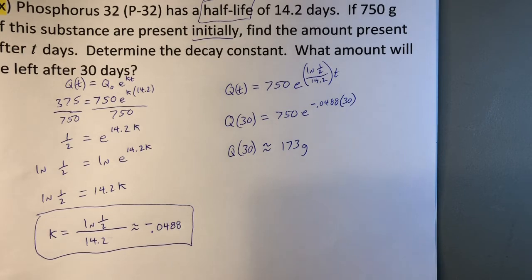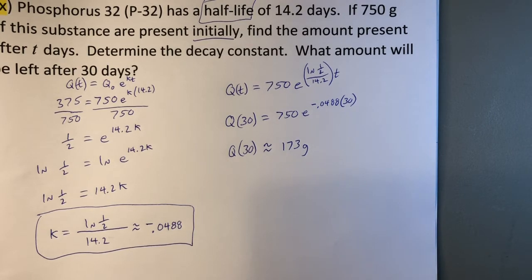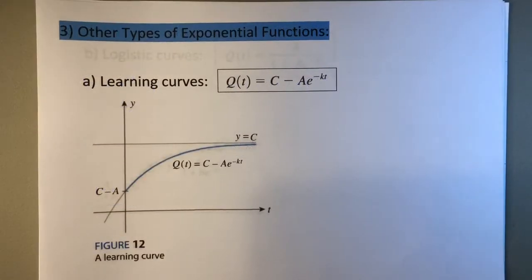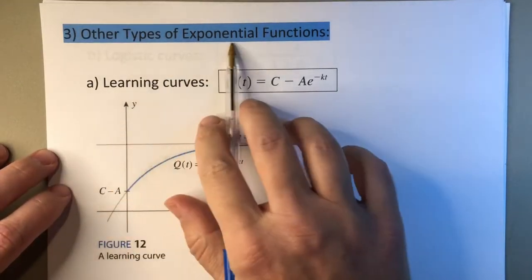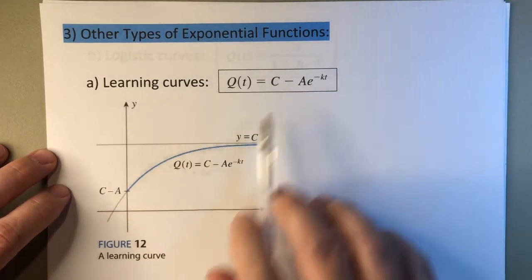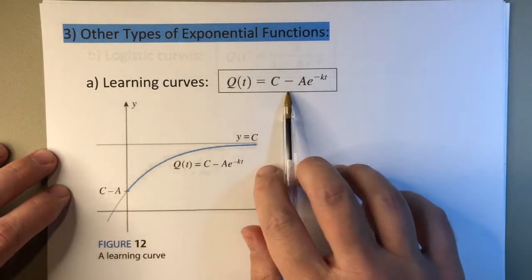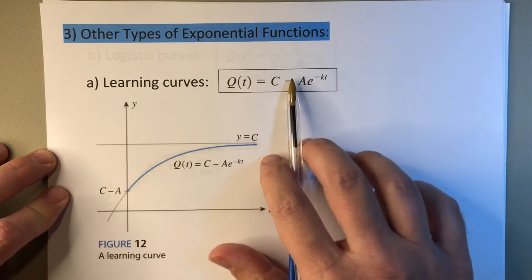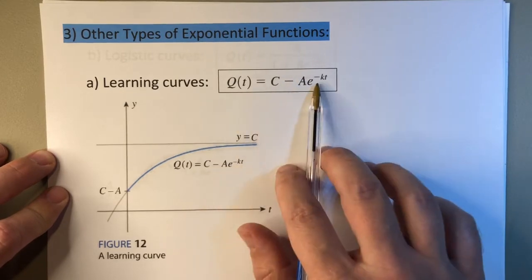Okay, that concludes example number 2. I think we have one more thing to look at here. One more example. All right, let's wrap up section 3.3, which is going to be, for us, wrapping up chapter 3. There are other types of exponential functions out there. This is a learning curve. You will not have to derive this. You'll not have to come up with this model on your own, but you should be familiar with it.